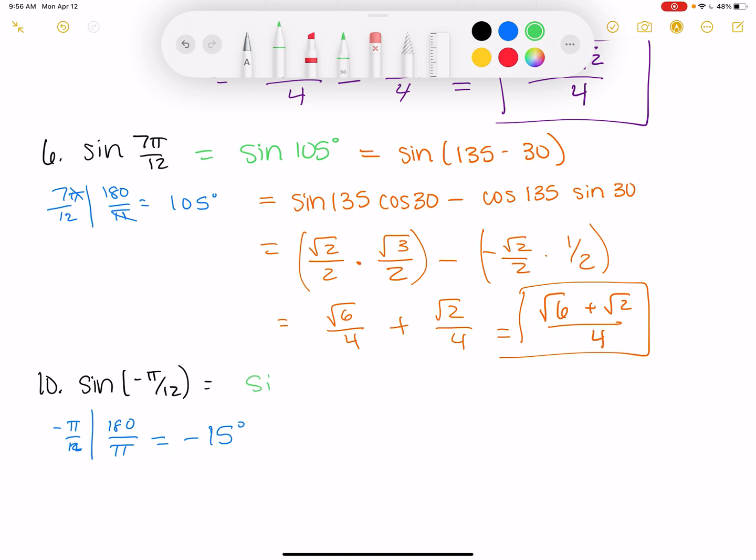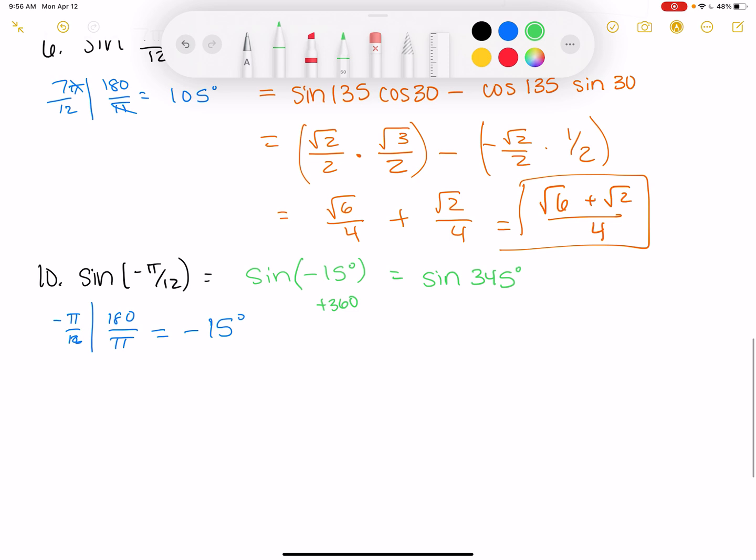Alright, so now I'm dealing with the sine of negative 15 degrees. What do you think we need to do with this one? Add 360. So this would give me the sine of 345. Okay, we need the positive angles. Can't have the negative ones.